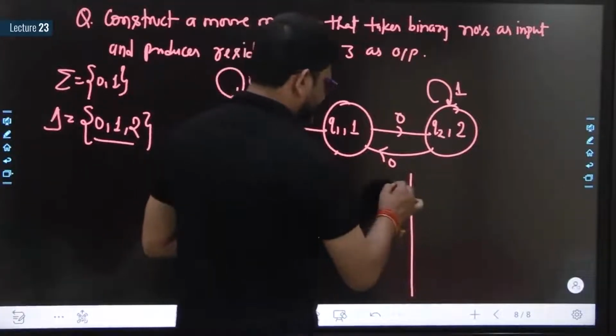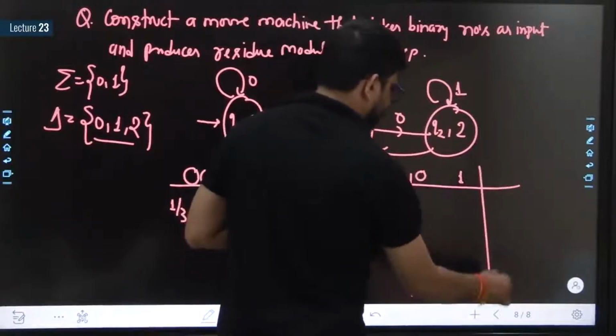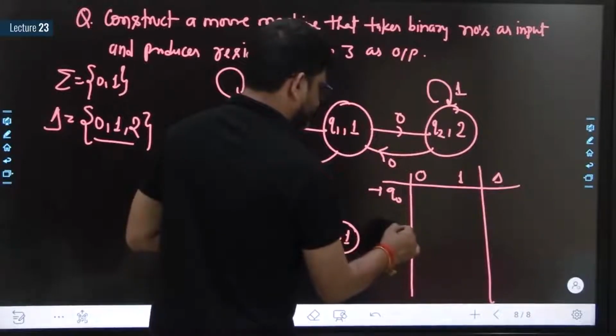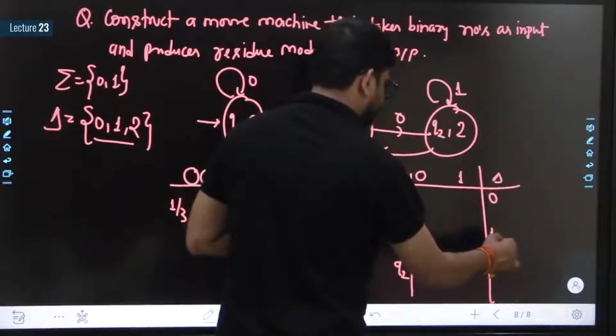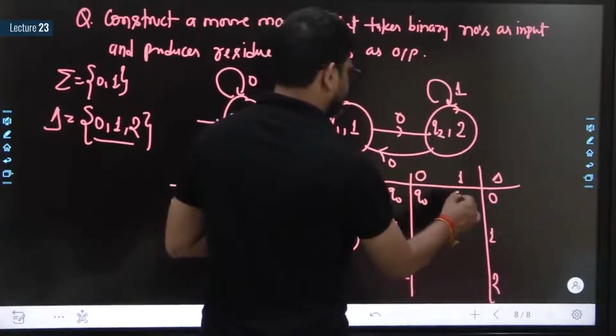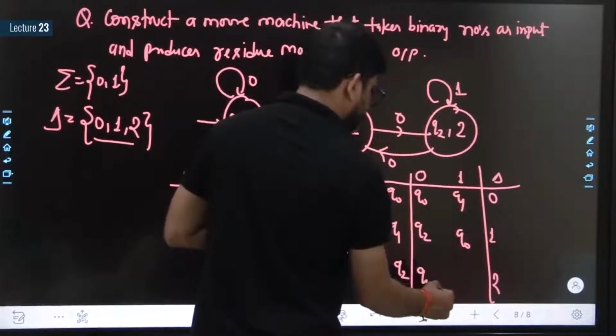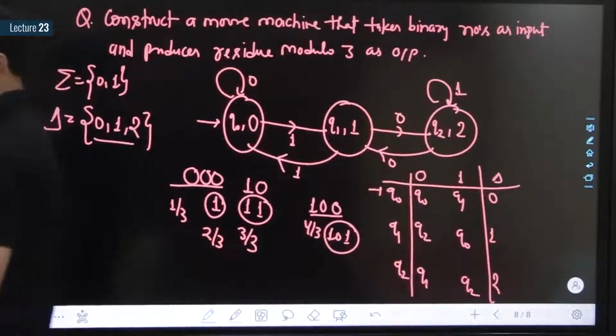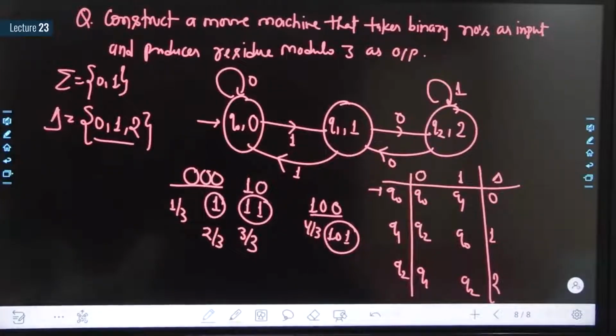What is the transition table for this? Input 0, 1; output alphabet 0, 1, 2; states Q0, Q1, Q2. Output associated with the states: Q0, Q1, Q2, Q0, Q1, Q2. Please check this. Clear? See next question.